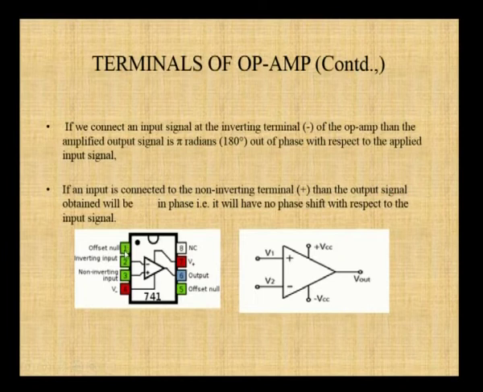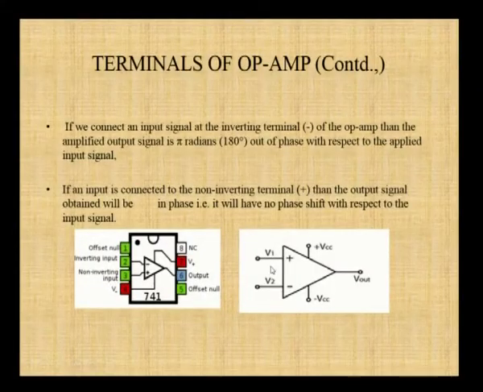The first pin is for offset null. The second and third pins are for inputs. The second pin is the inverting input terminal and the third pin is the non-inverting input terminal, and the output is the 6th pin. We have to give 2 supply sources: the 7th pin for the positive supply and the 4th pin for the negative supply, and the 5th pin is for offset null. This pin is used for giving input offset voltage to make the output 0 when the input is 0.